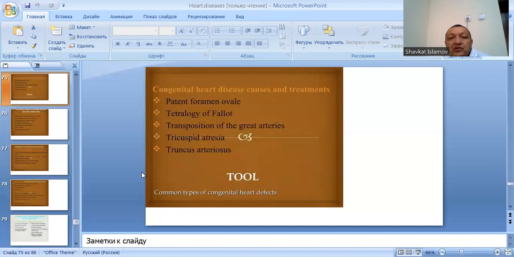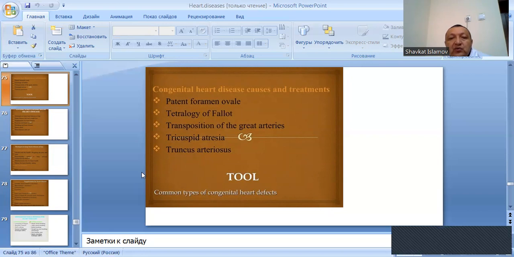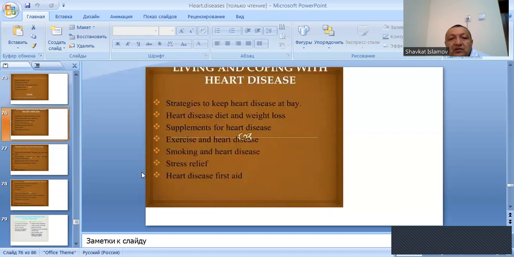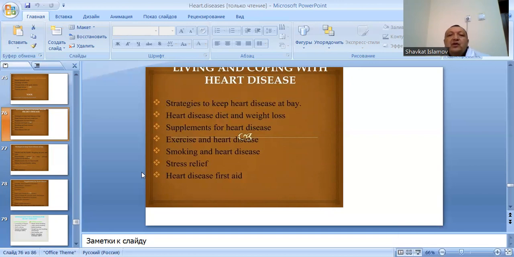Congenital heart disease causes and treatments: patent foramen ovale, tetralogy of Fallot, transposition of the great arteries, tricuspid atresia, truncus arteriosus. Heart disease: strategies to keep heart disease at bay. Heart disease, diet and weight loss, supplements for heart disease, exercise and heart disease, smoking and heart disease, stress relief, heart disease first aid.